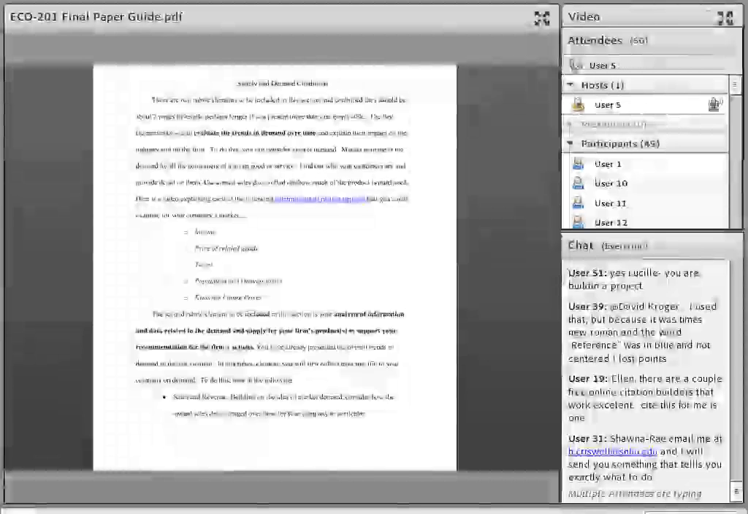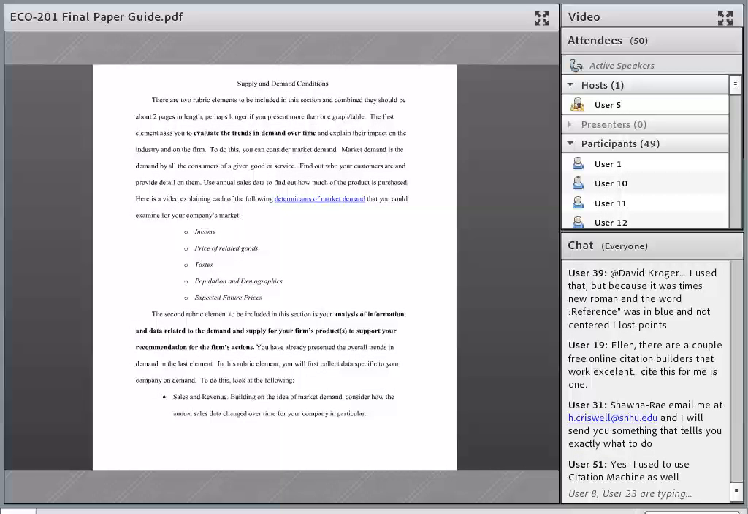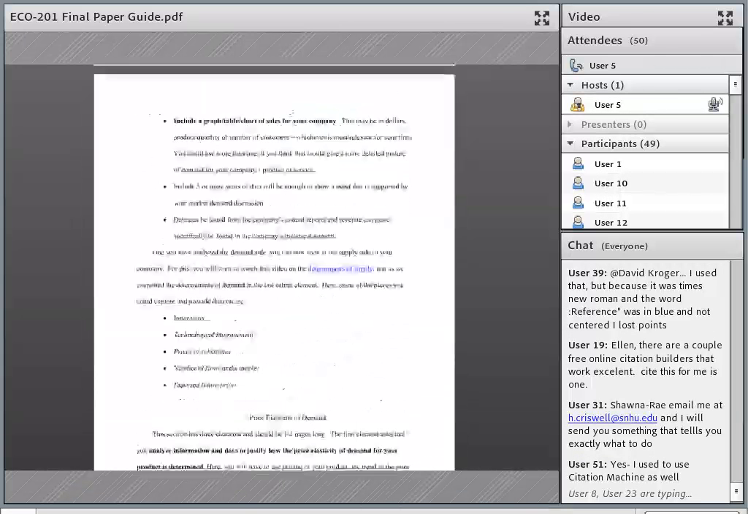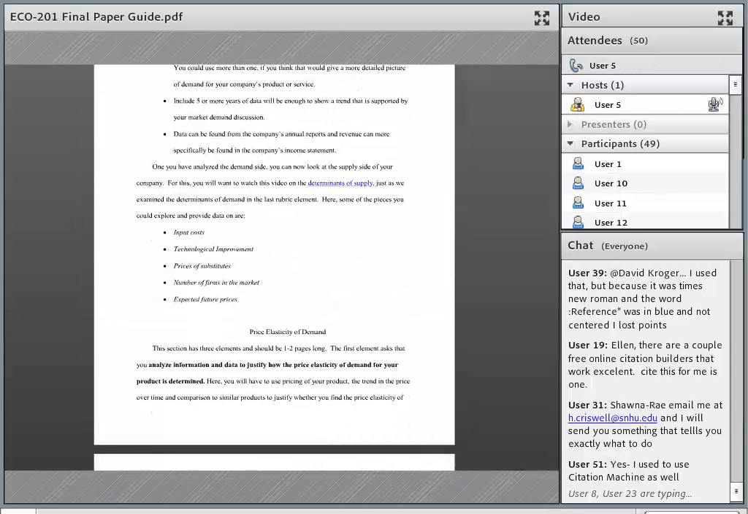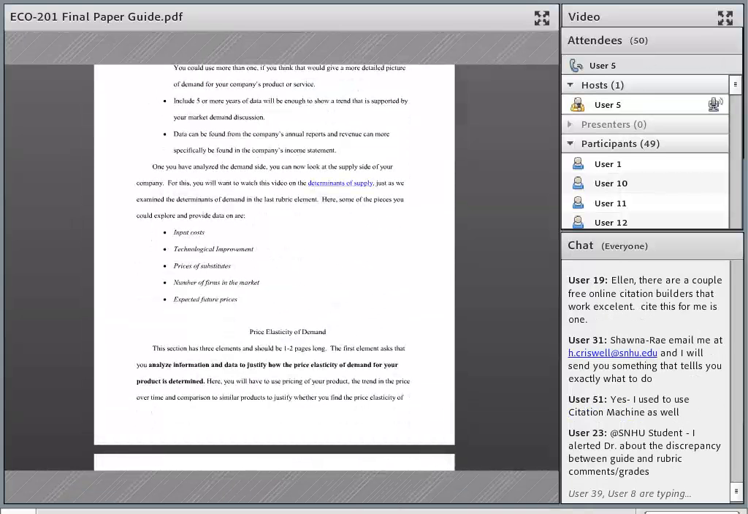So this is one for determinants of market demand. It just covers that concept. So if you want to refresh your memory, you can come here and click right on that. It will bring you to the video. We've got the same thing here for determinants of supply, so you can refresh your memory on what that's about. They're listed here as well, just like we did for determinants of demand.